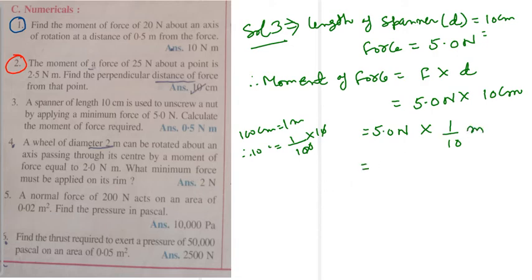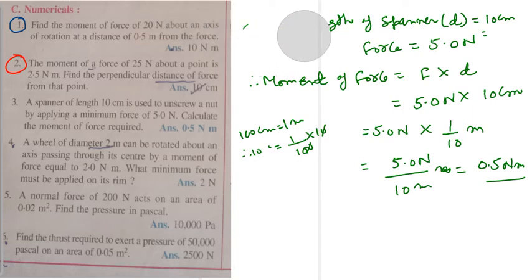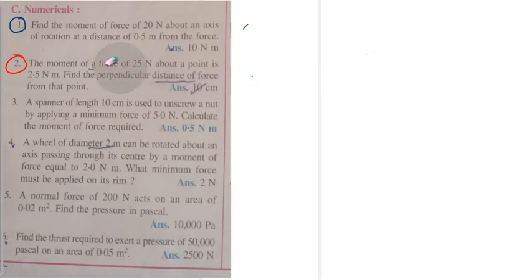Right, students? So moment of force would be 5.0 newton into 1 upon 10 meter. This would come out to be 0.5 newton meter. So this was question number 3. We are again going to rub this to make space for question number 4. This is solution number 4.